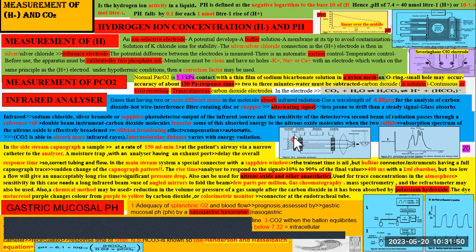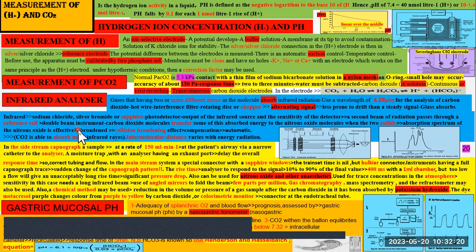Of course, it is better to use alternating current by a rotating disc. We call it a chopper. This chopper, when it turns, gives an alternating signal. It's less prone to drift, and it gives more accurate results. Glass was seen to absorb the infrared rays, so we use different media.